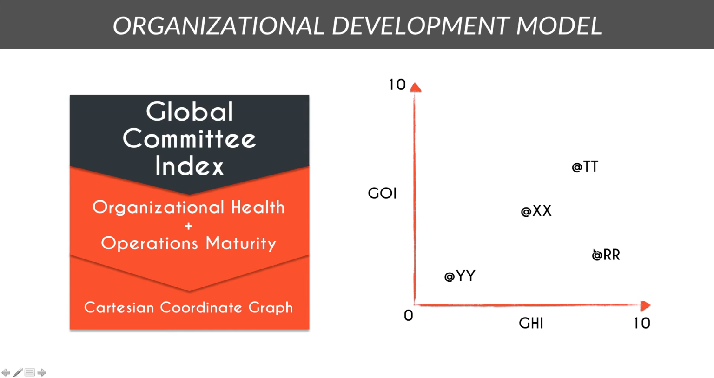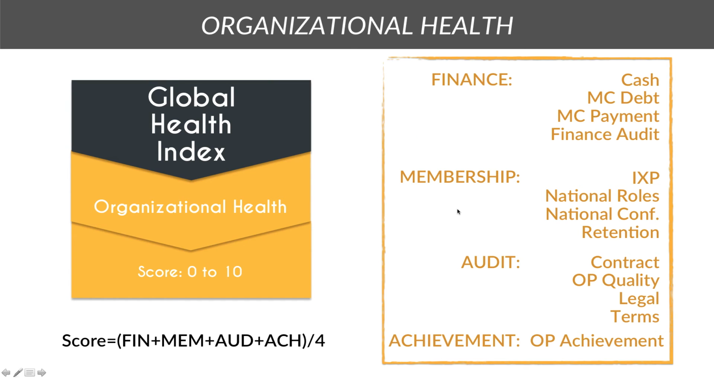But this entity at RR is very good at health, but it's not very good at operations. So when we locate the entities here, we know exactly what kind of support we must give them. And when we look, for example, at the Global Health Index, we can have a more precise diagnosis. So if I know my score and I know which pillar has the highest or the lowest score, I know where to focus.